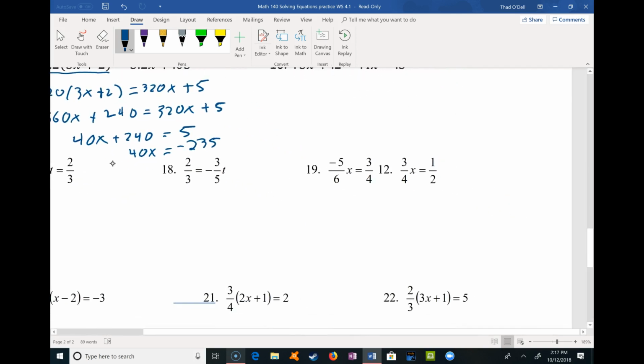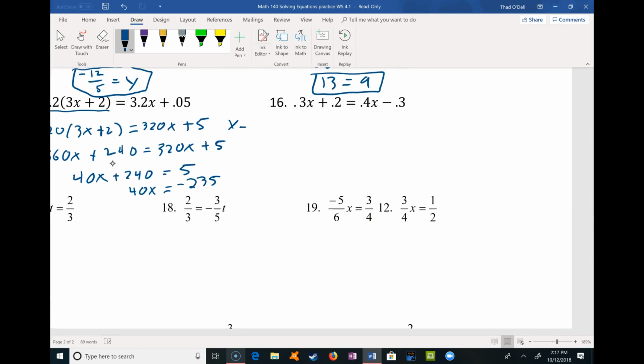Divide both sides by 40, and I get x equals negative 235 divided by 40. 5 will go into both of those, so I get x equals negative 47 over 8. There we go. Now number 16, notice all of them just have one decimal place, so I'm just going to multiply everything by 10, and I get 3x plus 2 is equal to 4x minus 3. Subtract 3x from both sides, and I get 2 is equal to x minus 3. Add 3 to both sides, and I get 5 is equal to x.